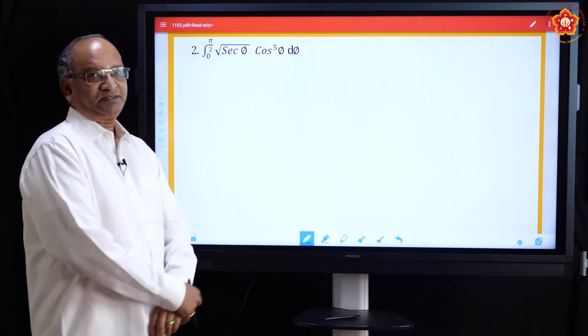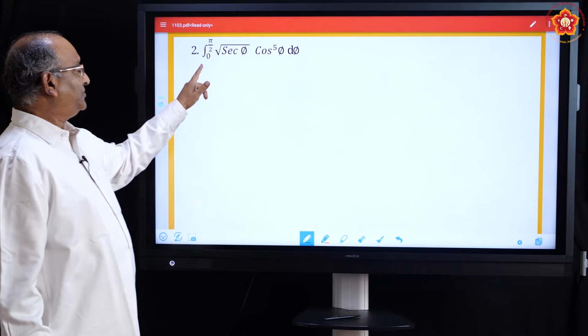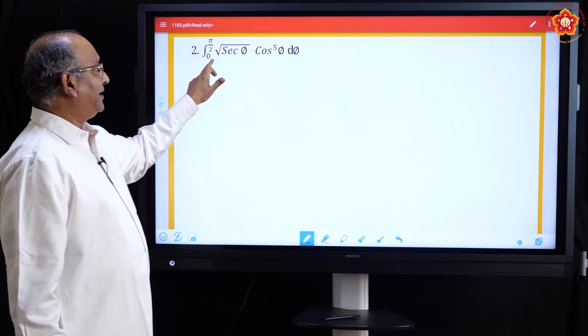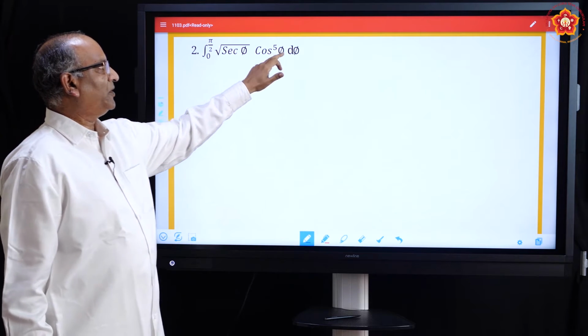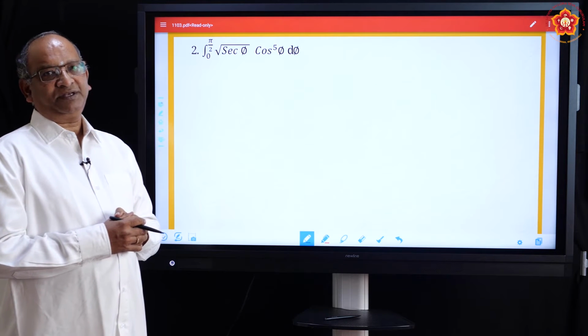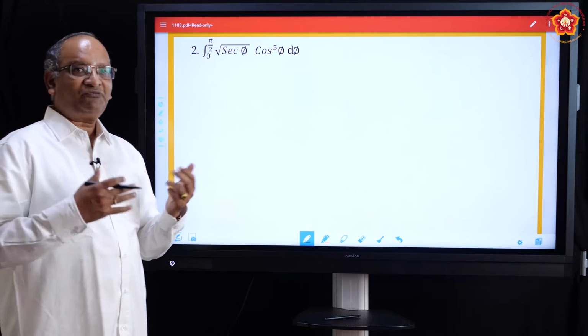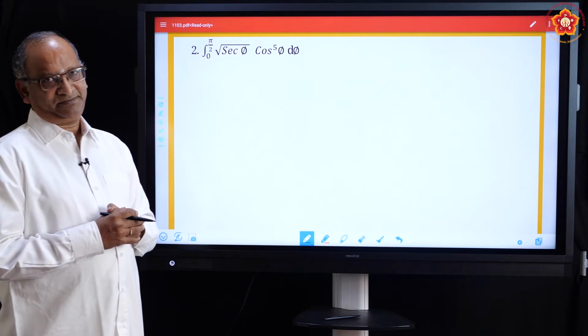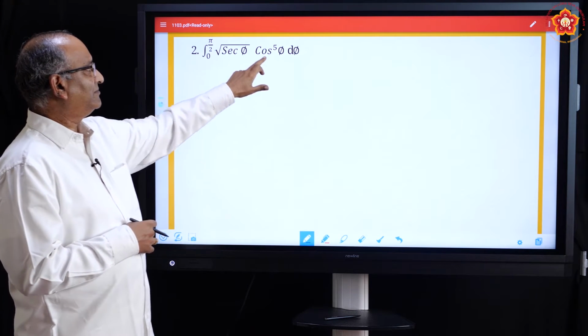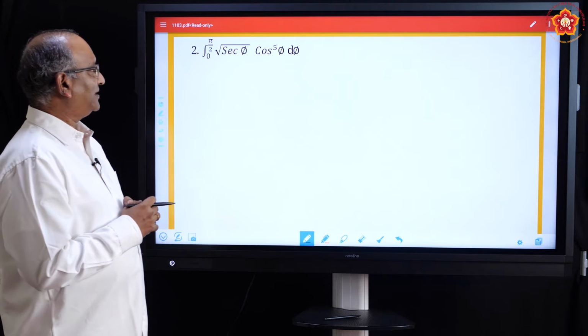How do you solve this? 0 to pi by 2, these are the limits, okay? Under root of sec phi into cos to the power 5 phi d phi. What kind of substitution can we make so that the function can be integrated? We have sec phi and cos phi.